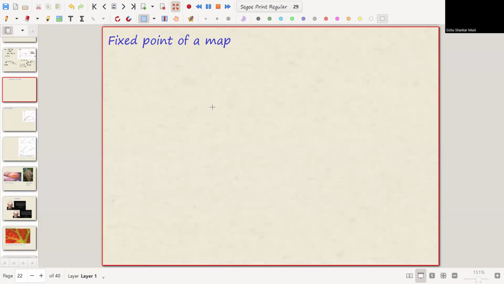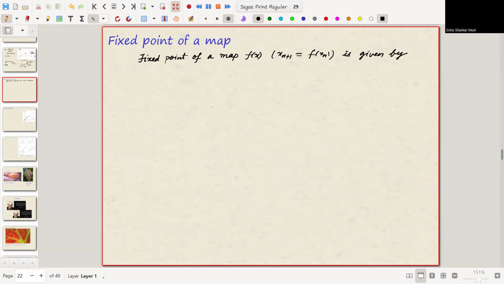Okay, so last class we saw what a fixed point is. What is the fixed point of a map? The fixed point of the map f(x), or say x_{n+1} is f of x_n, is given by solving this equation: x star equals f of x star. Now this is true for any dimension of the map.